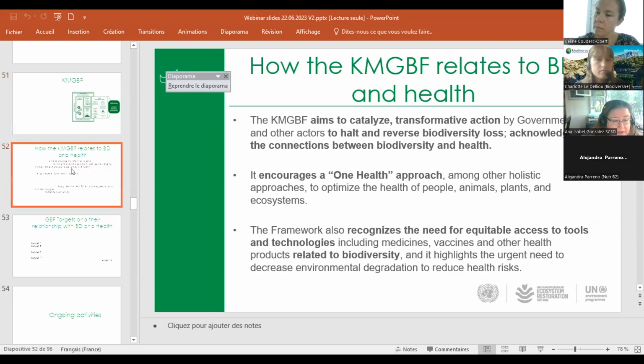The next one. So how does the GBF relate to biodiversity and health? Well, it aims to catalyze transformative action by governments and other actors to halt and reverse biodiversity loss, acknowledging the connection between biodiversity and health. It also encourages a One Health approach, among other holistic approaches, to optimize the health of people, animals, plants, and ecosystems. And it also recognizes the need for equitable access to tools and technology, including medicines, vaccines, and other health products related to biodiversity. It also highlights the urgent need to decrease environmental degradation to reduce health risks. The next one.